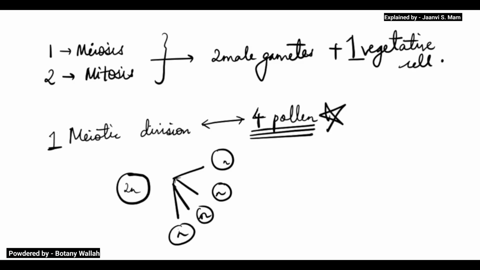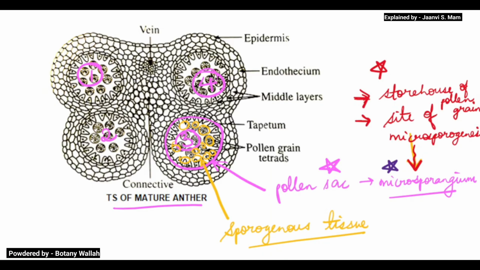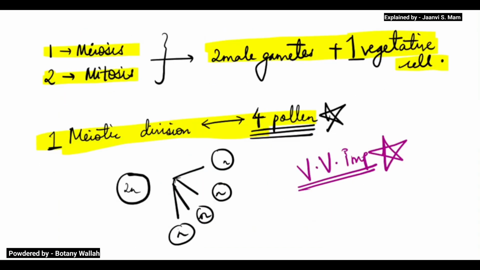This is an important question, and from here only you will get MCQs in your CET, NEET, KVPY, any kind of exam. You should know these things. If you don't believe me, go and check previous year questions. This is a very important thing which I have highlighted. Very, very important. You should learn it. So this is about microsporogenesis, which I have taught here.